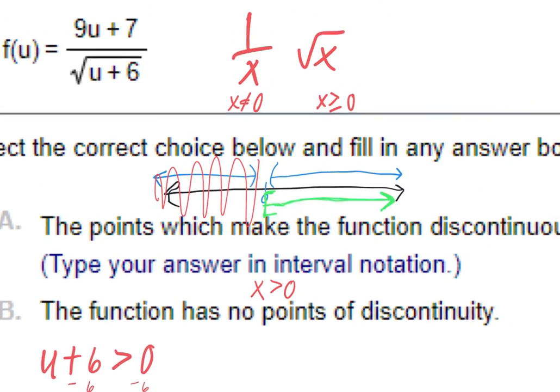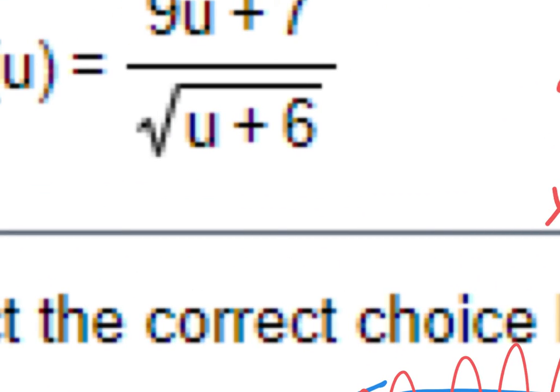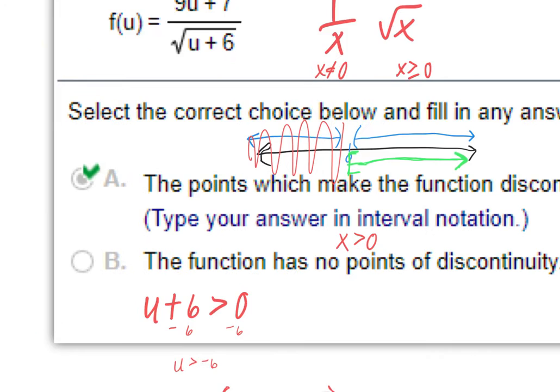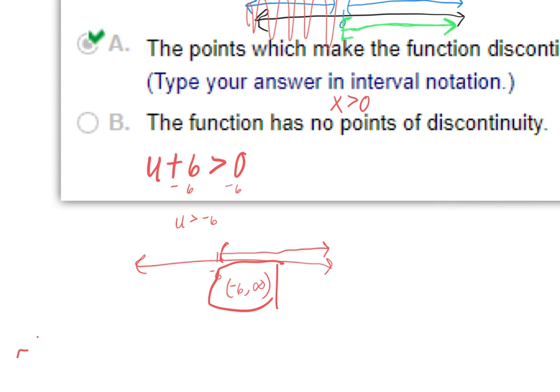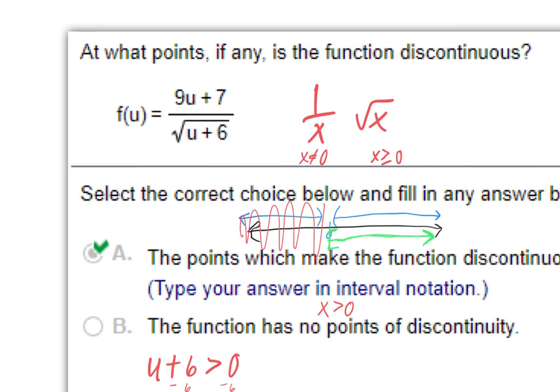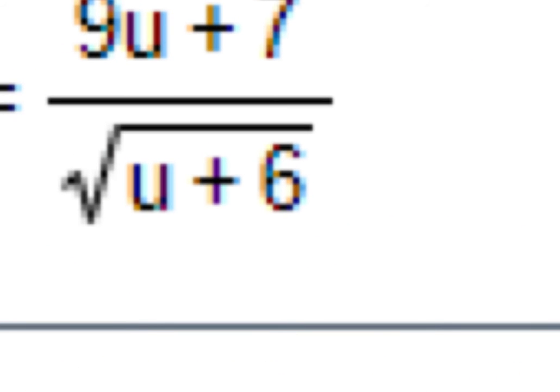Well, let's look at negative 5, okay? If I plug in negative 5 right here for u, negative 5 plus 6 is positive 1, right? I can take the square root of positive 1, which is 1, and I can also divide by 1. So we're good. But numbers outside of that interval that we just found as our answer, this is the answer, by the way, like negative 7, for instance, would be outside of that answer. Negative 7 doesn't work because negative 7 plus 6 is negative 1, and you can't take the square root of negative 1. Undefined.